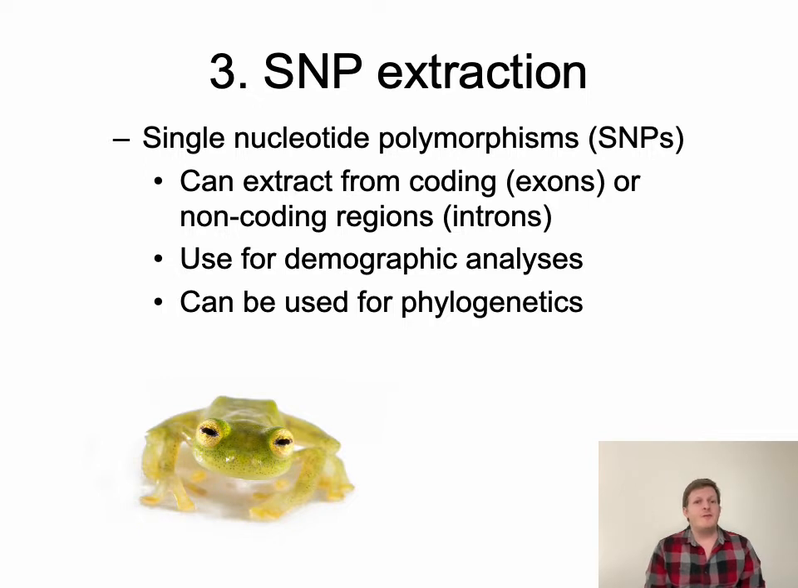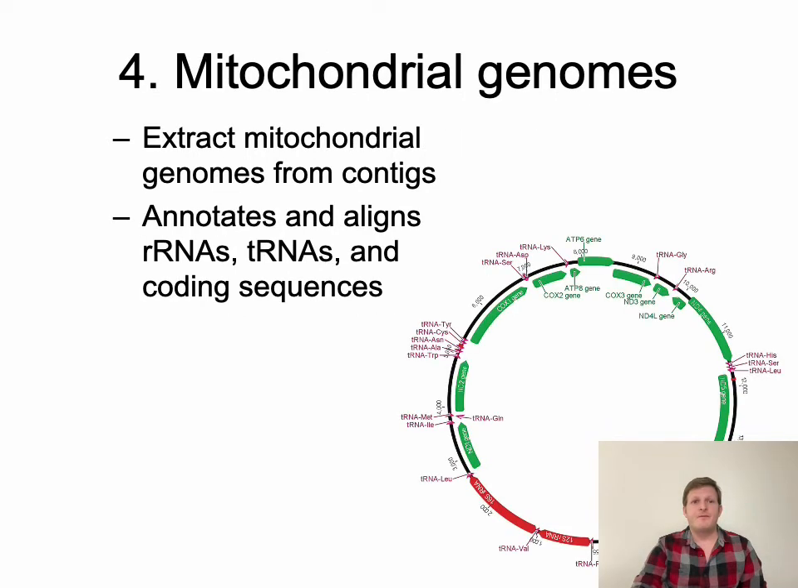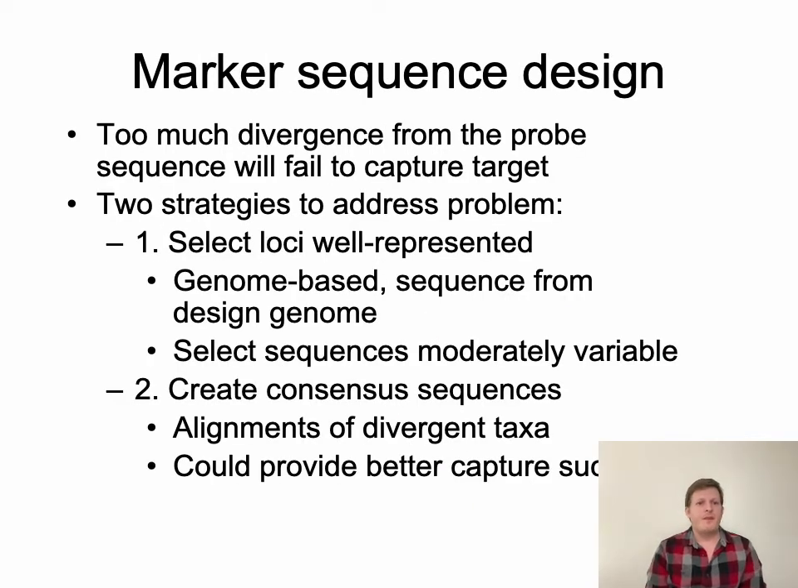And third, for SNP extraction, here we can extract the SNPs from coding or non-coding regions and use them for demographic analyses or phylogenetics. And last, mitochondrial genomes, these can be extracted from the assembled contigs with great success, and they can also be annotated and aligned based on their type and can be combined with data that already exists on GenBank, increasing the modularity potential.